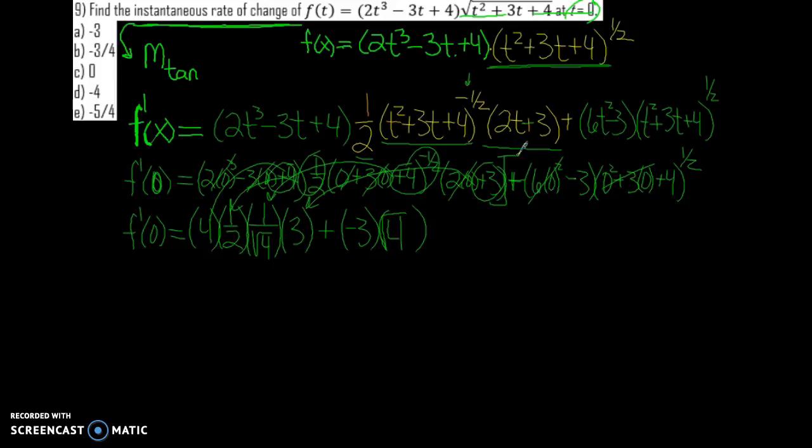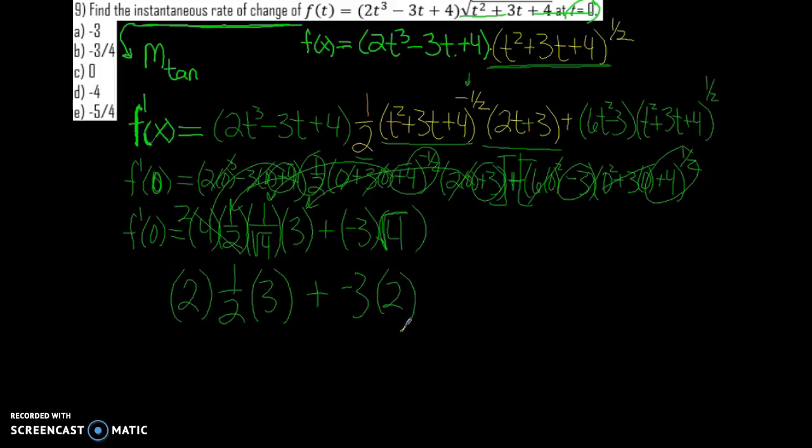That's the left side, and here's the right side now. We got our negative 3 times the square root of 4 right here. Just simplifying, we'll reduce that to 2. So now you have 2 times 1 over 2 times 3 plus negative 3 times 2. Those go away. Now you have 3 plus a negative 6. And finally, we have negative 3.